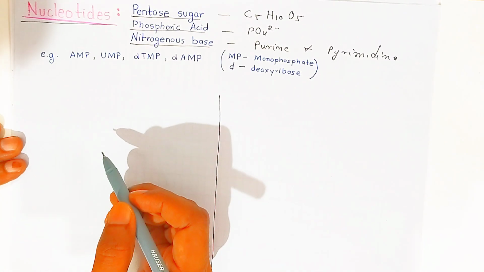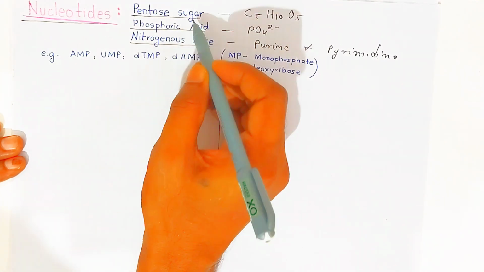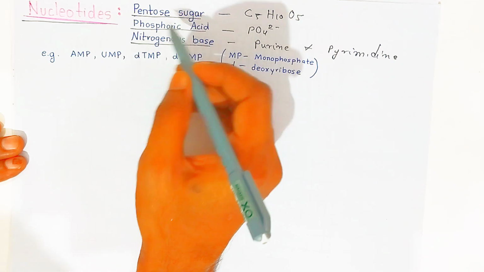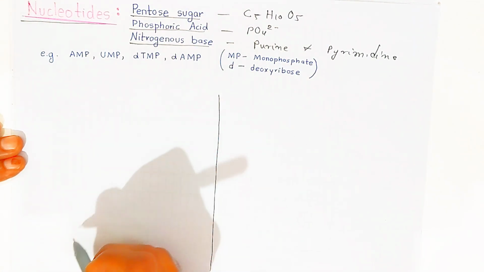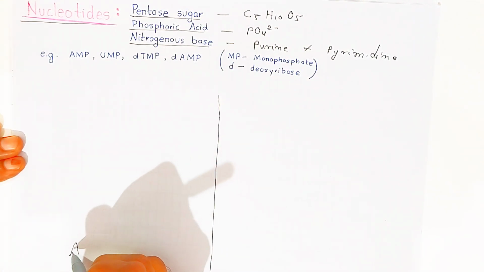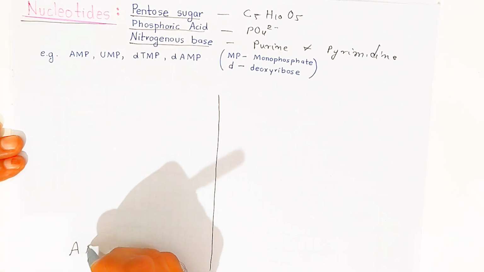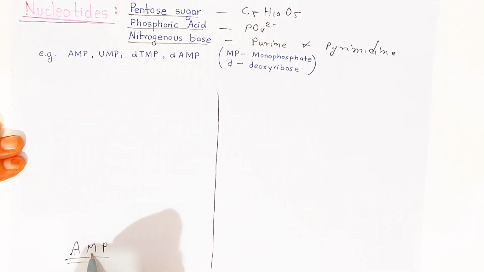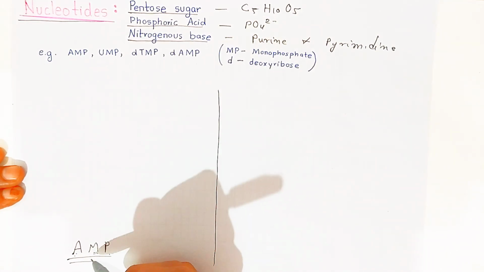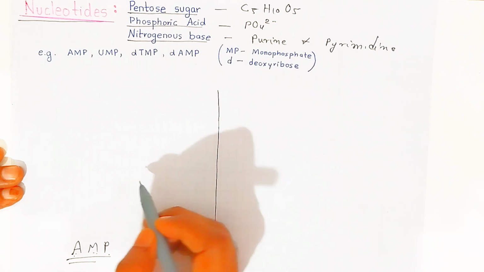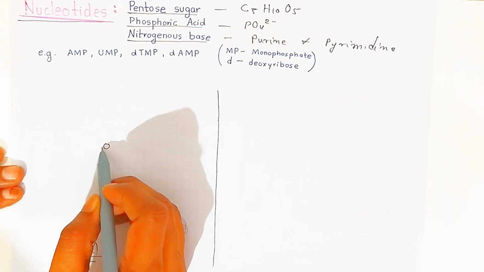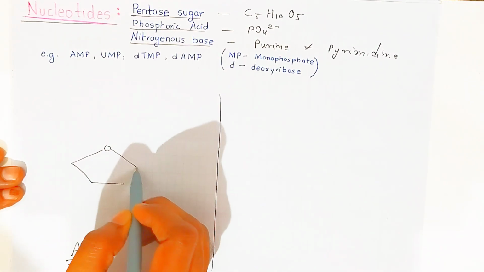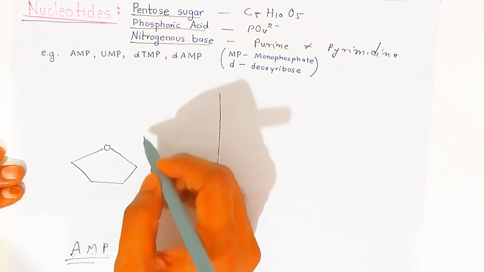So what happens, students, when there is a pentose sugar, the nucleotide is also of two types. If it is AMP, adenine combines with monophosphate. AMP is called what? Adenine monophosphate. How are you going to draw the structure of adenine monophosphate, students? Monophosphate. So this is the sugar structure, students. This is the sugar which is combining with the adenine structure.